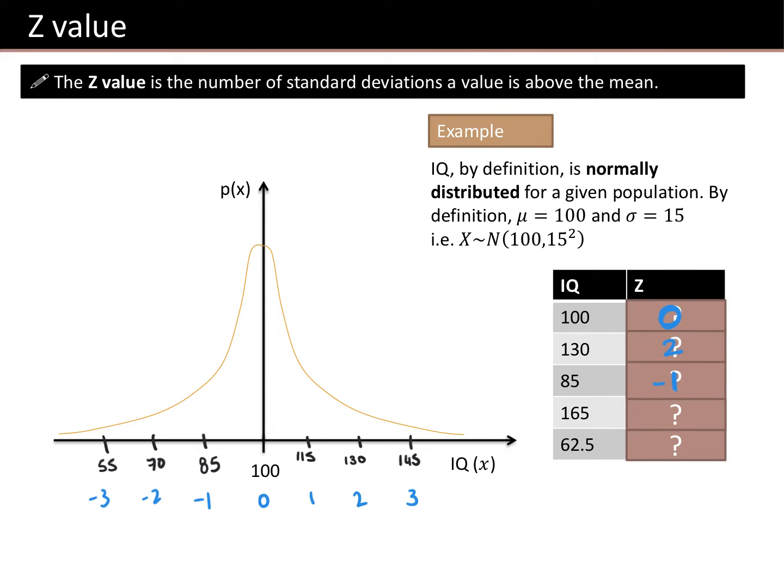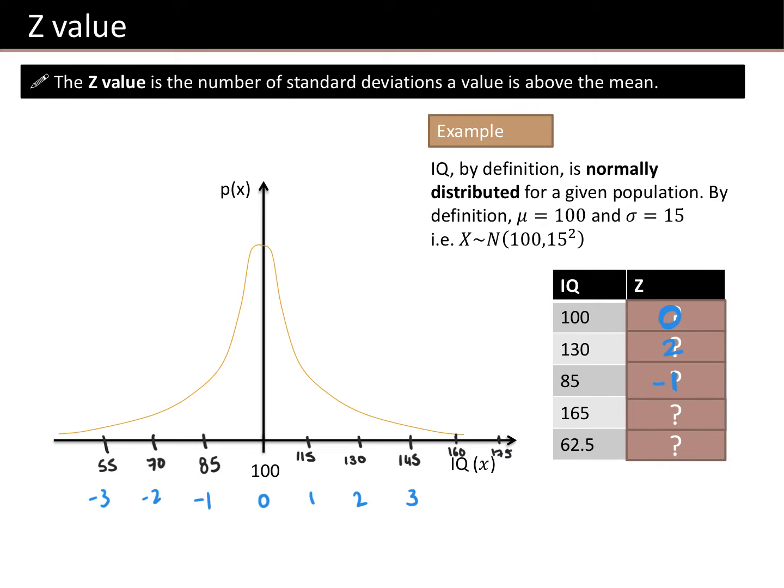165. Well, we could keep going. This would be what? 160? 175. Okay, we could technically keep going.